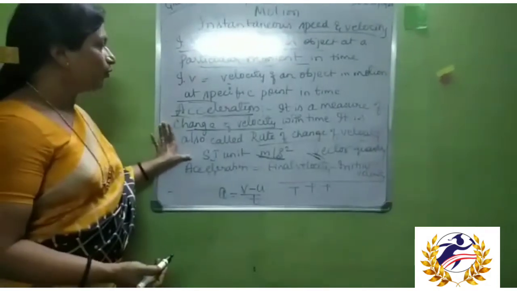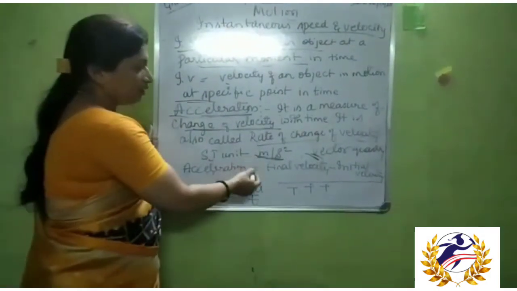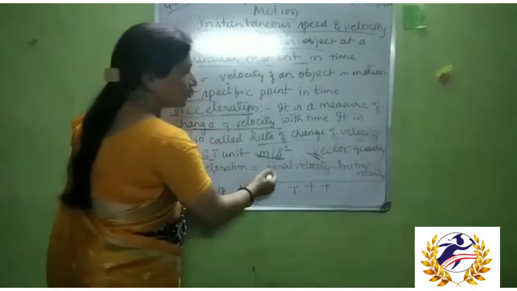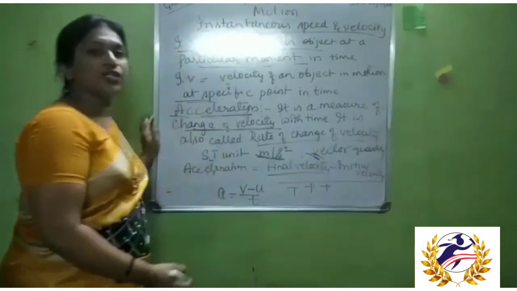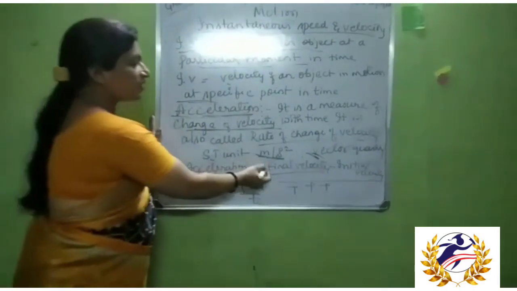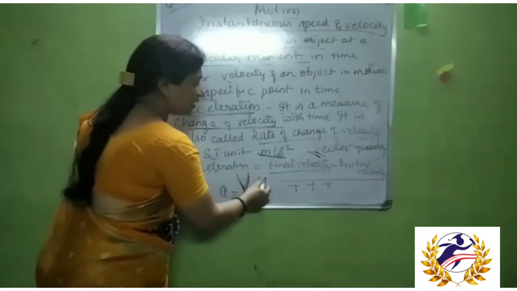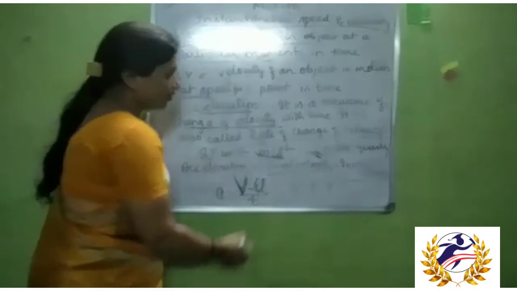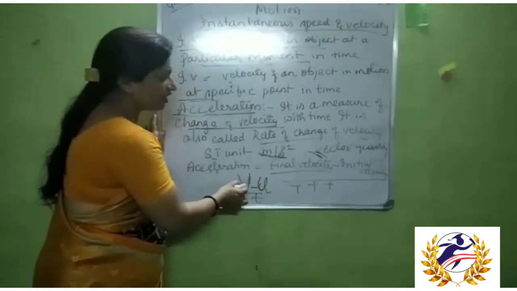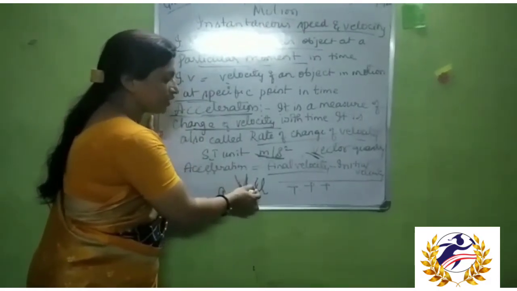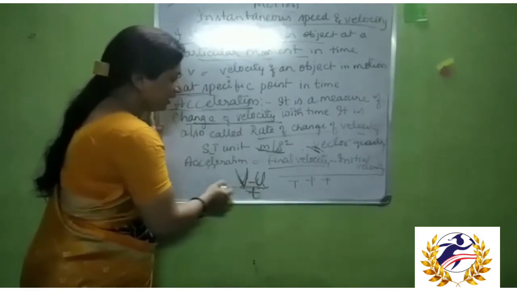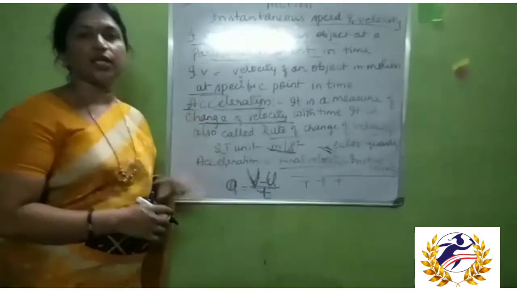It is equal to the final velocity minus the initial velocity. The final velocity is taken as v and the initial velocity is taken as u. So the ratio of the difference between the final velocity and initial velocity to the time taken is called acceleration.